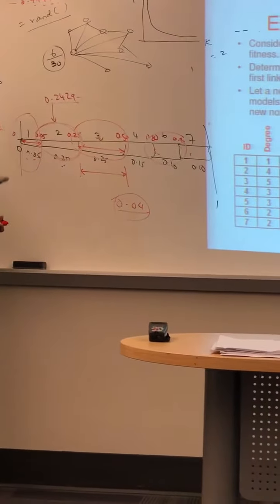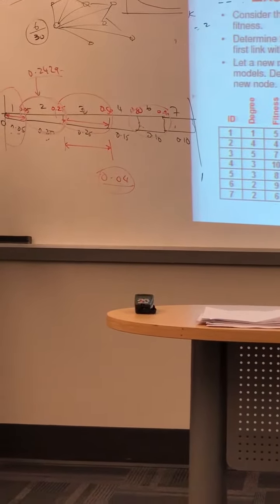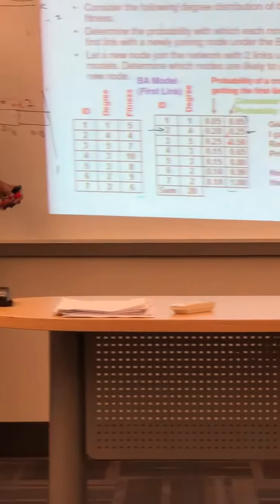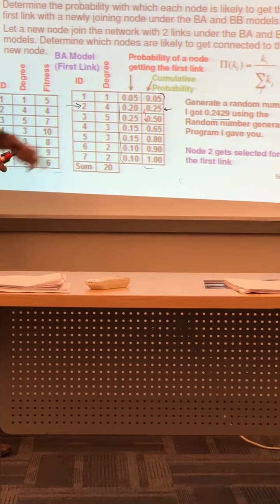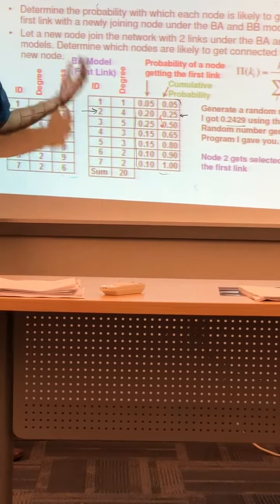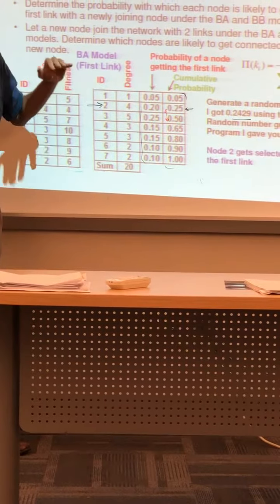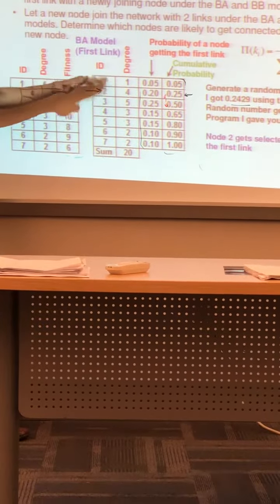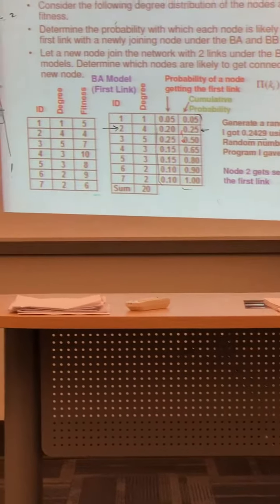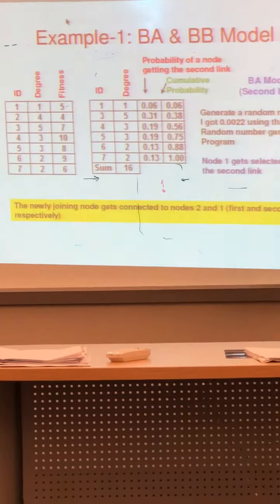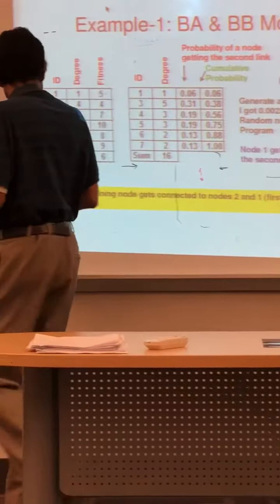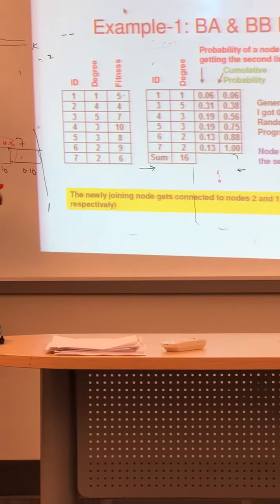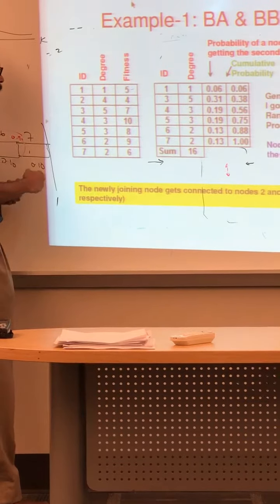So now that we have decided which node gets the first link, we can use a similar process to decide which node gets the second link. Now that we decided node 2 gets the first link, we repeat the same calculations, but omitting node 2, because it has already got the new link. So it cannot get the second link also.